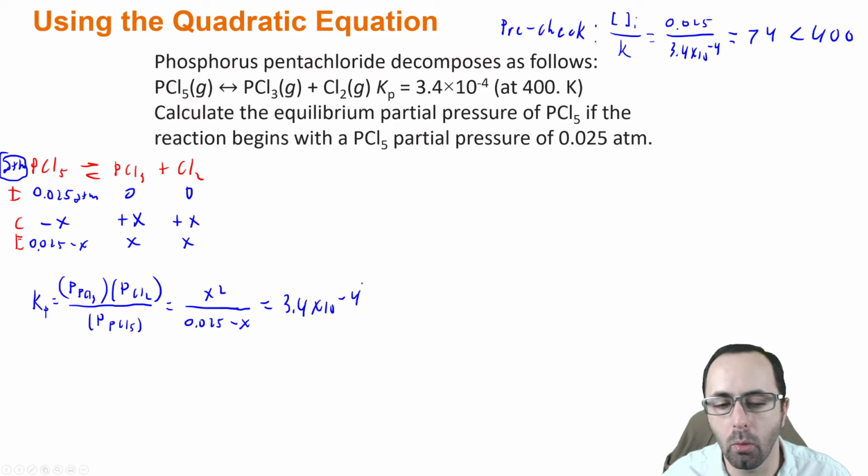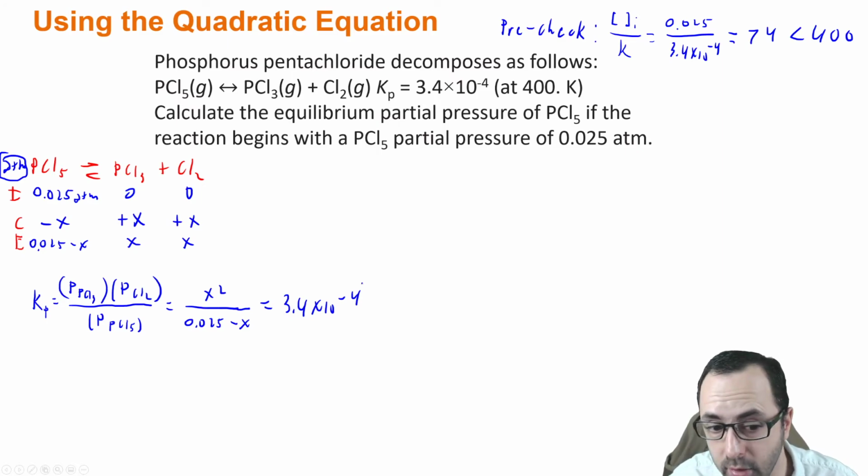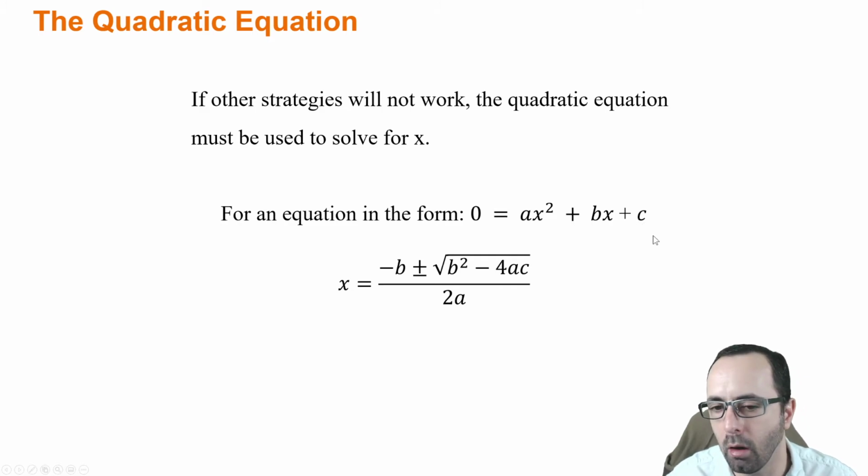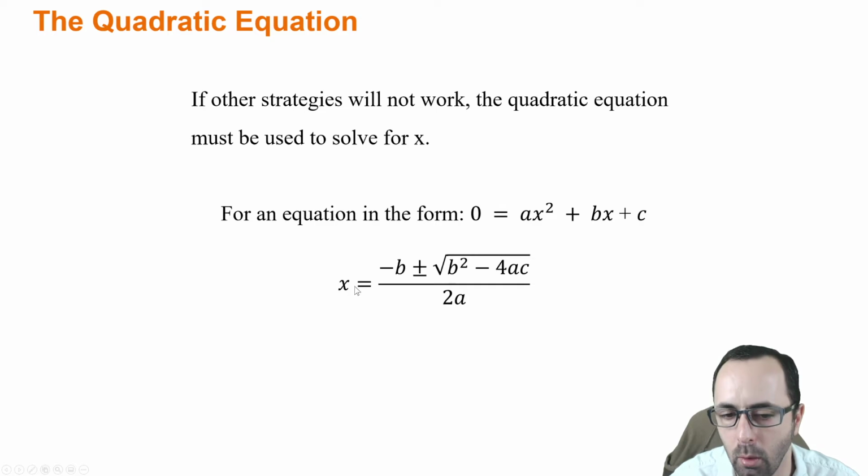Okay, so we're going to have to use the quadratic equation. So let's go back to the last slide and look at the quadratic equation. What it says is that we need to put the equation in the form 0 equals ax squared plus bx plus c, where a, b, and c are numbers, constants. And x will have the value of negative b plus or minus the square root of b squared minus 4ac, divided by 2a. Notice we have a plus or minus here.